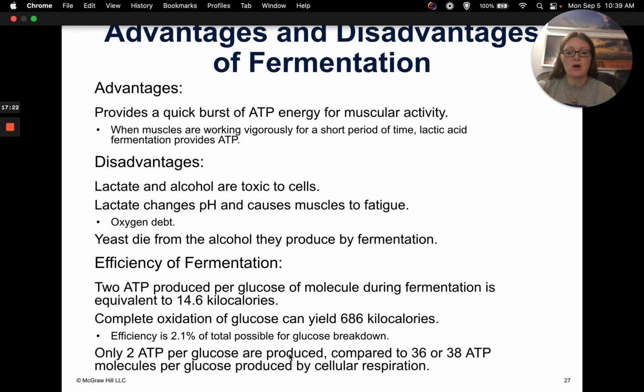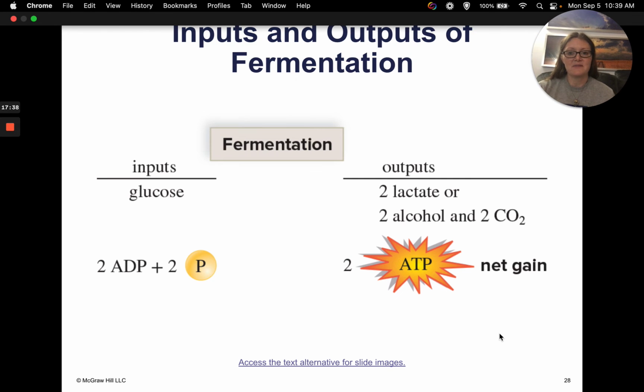So only 2 are produced per glucose, compared to the 36 or 38 ATP produced with cellular respiration. If oxygen is present, just do a couple more steps and you can get a more significant amount of ATP that your body can use.